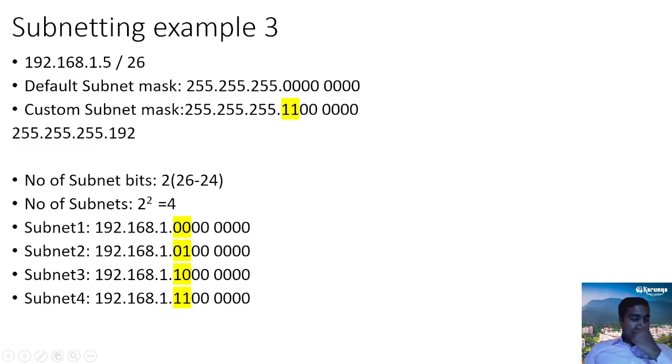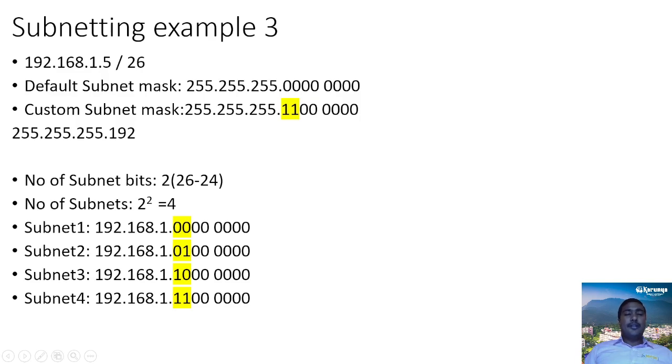So the first subnet is going to start from, say, 192.168.1.0, and it will end with 192.168.1.00 followed by all ones. Then once again, my second subnet will start with 192.168.1.01 and so on, right? So you should be easily able to find out how many addresses are available.